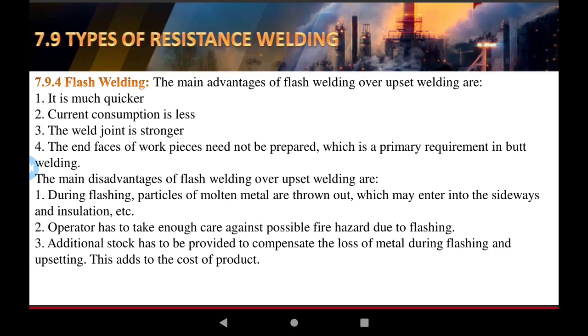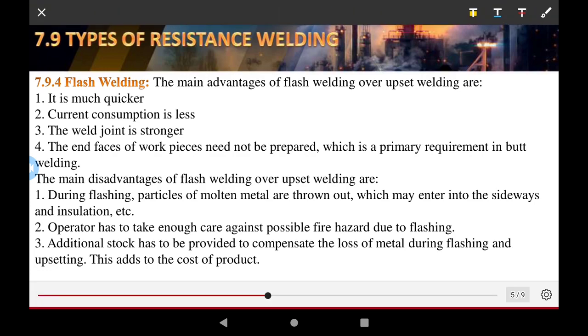This is the first of the types of resistance welding. Flash welding was also presented in the previous slide. The main advantage of flash welding over offset welding is that it is much quicker. In flash welding, current consumption is very low, and the welded joint is stronger.